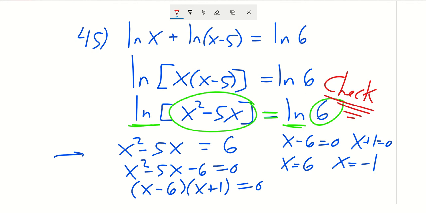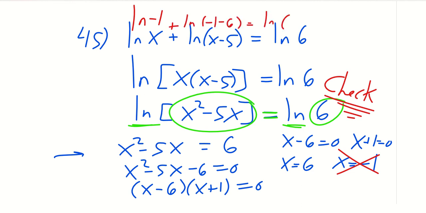x equals 6 will check out. If you plug it into the original, it will give you a true statement. However, if you plug x equals negative 1 in, right off the bat, this is the ln of negative 1 plus the ln of negative 1 minus 6 equals the ln of 6. That produces a negative inside of a natural log, which we know is undefined.